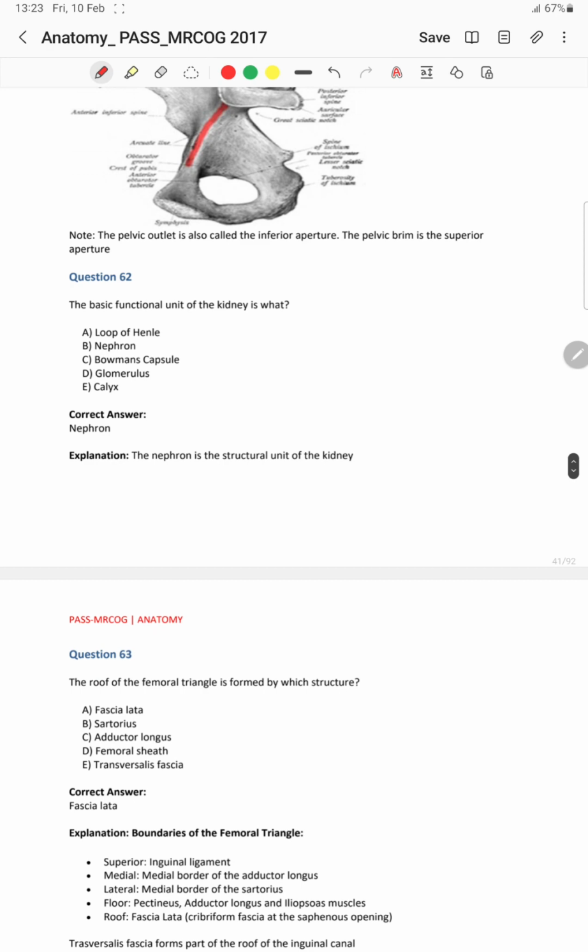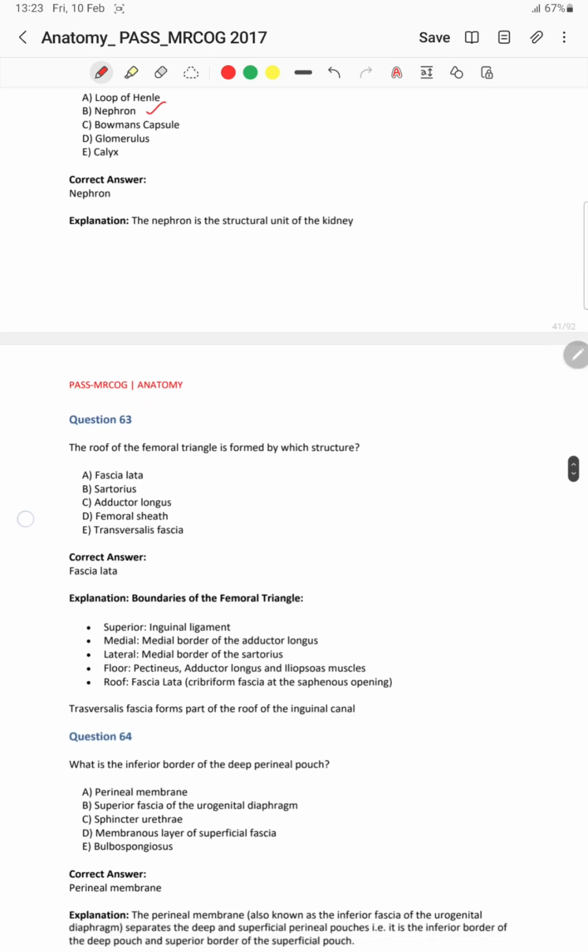The basic functional unit of the kidney is what? It is the nephron. Nephron is the structural unit of the kidney.